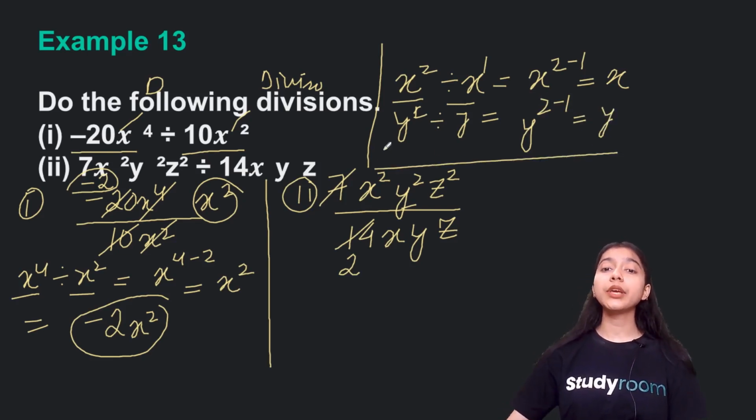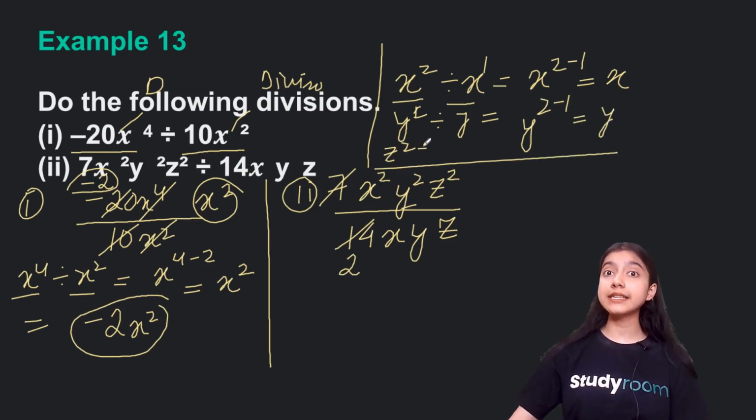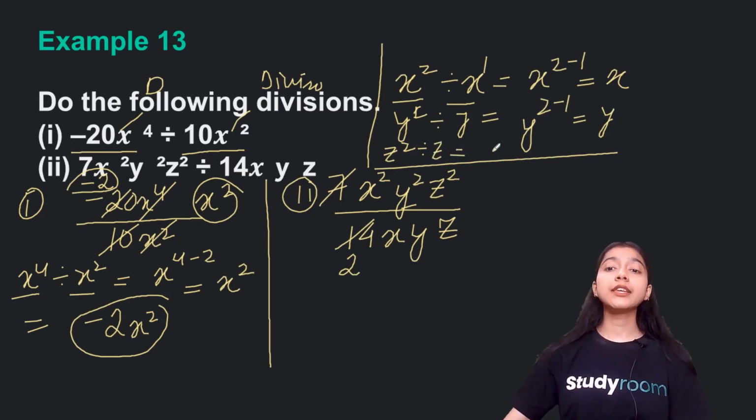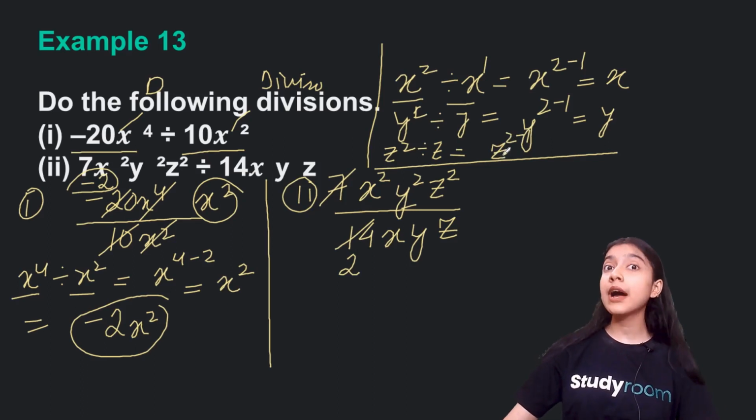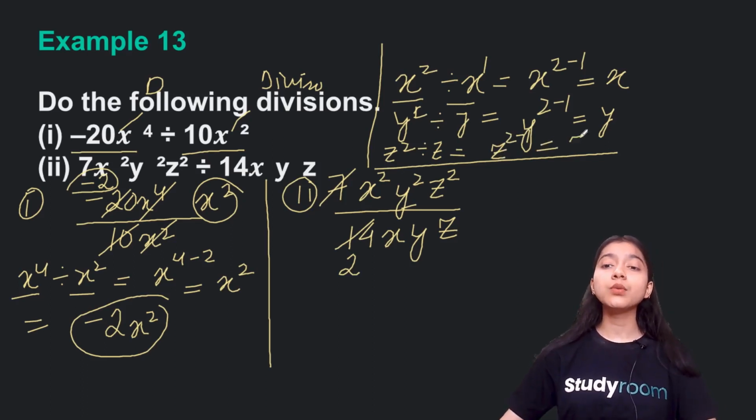In a similar way, we have z square divided by z. So this will give us z to the power of 2 minus 1, because when bases are the same, their powers will be subtracted, which will be equal to z.